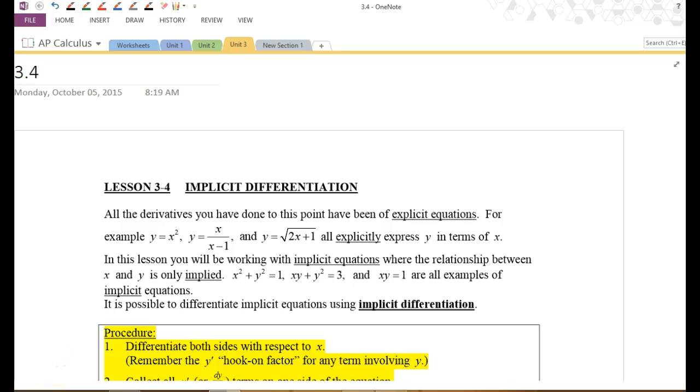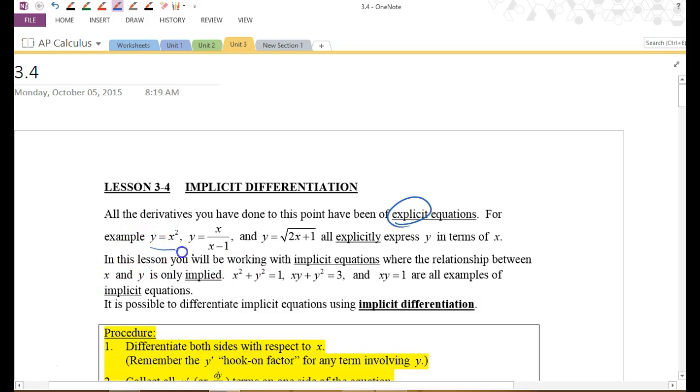Hi guys, so this is the 3-4 lesson. It is called Implicit Differentiation. Basically everything that we've done so far with derivatives has been called explicit differentiation, which means basically everything that we've done has been y equals.